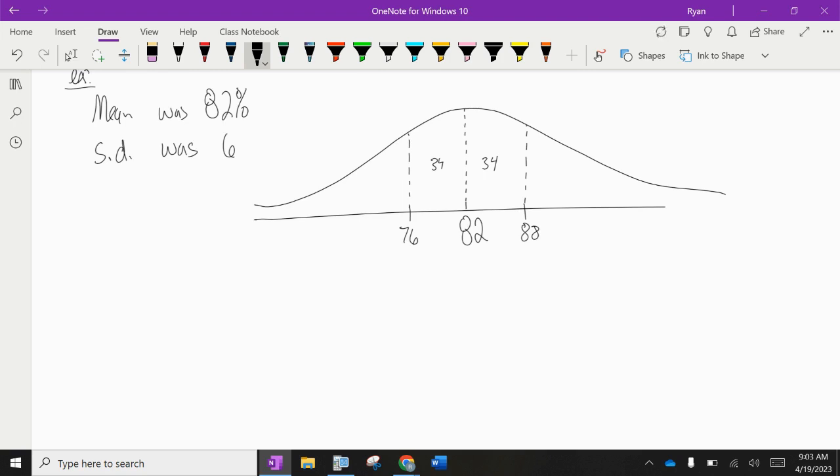So question, what percent of the people scored between a 76 and an 82? Between a 76 and an 82, 34%. So again, of all the thousands of people who took this test, 34% of the people scored between a 76 and an 82. That's what this is telling me so far. We're going to go further. One more standard deviation to the right and to the left. So add 6, subtract 6.